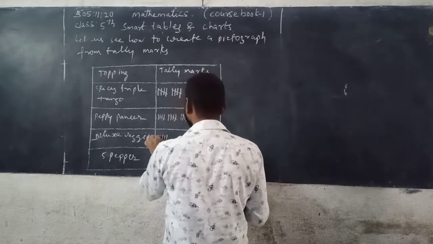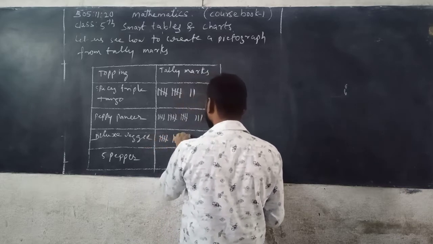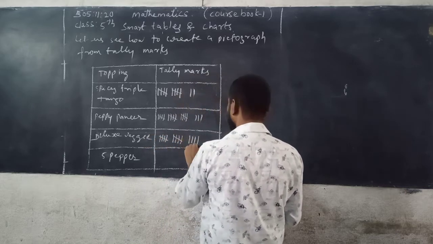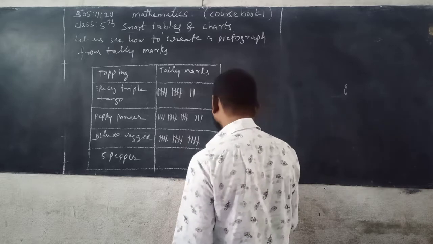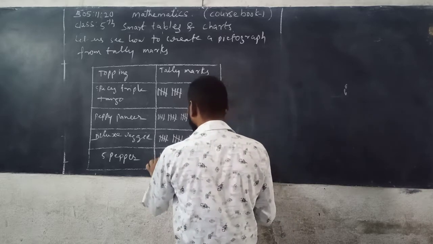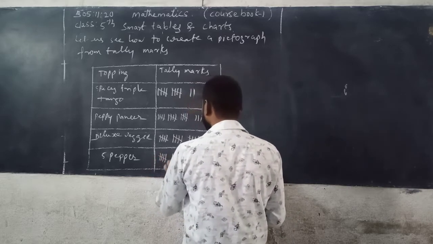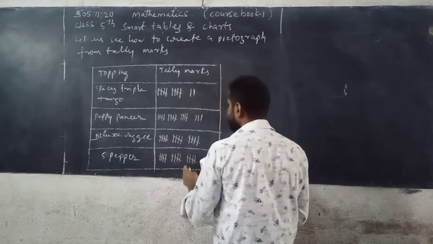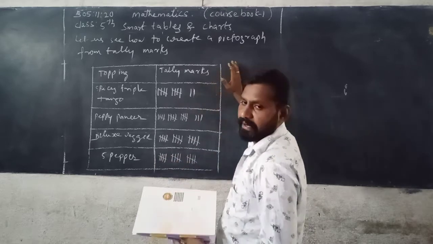So 15. Pepper, that is 15. This is the given data.